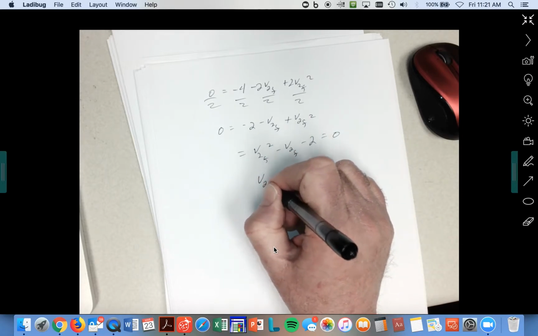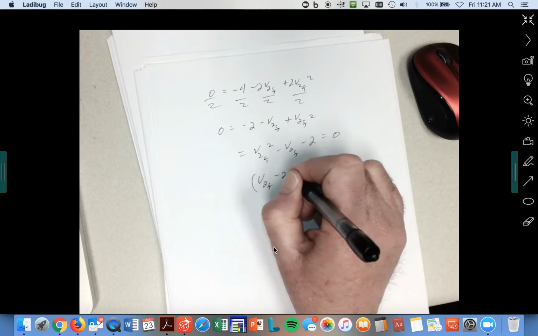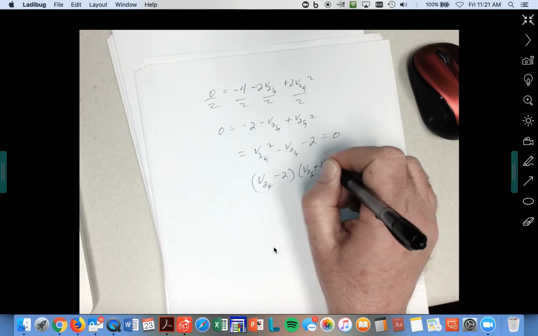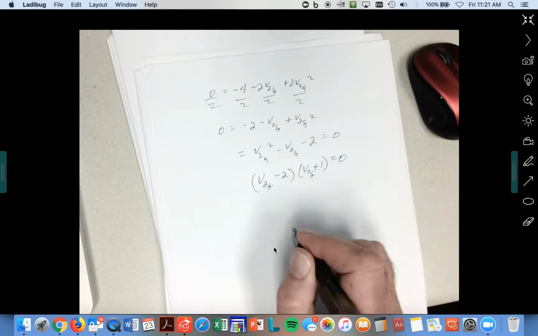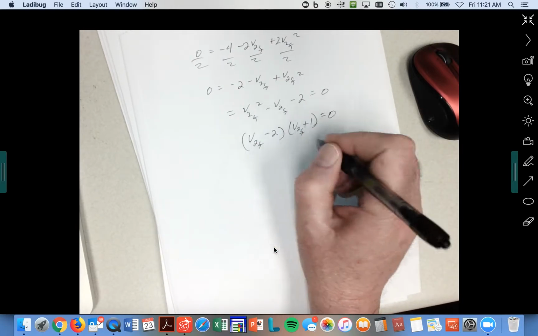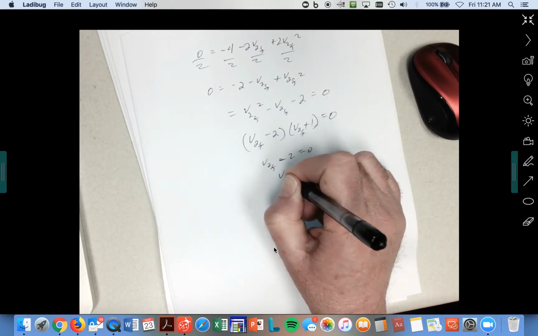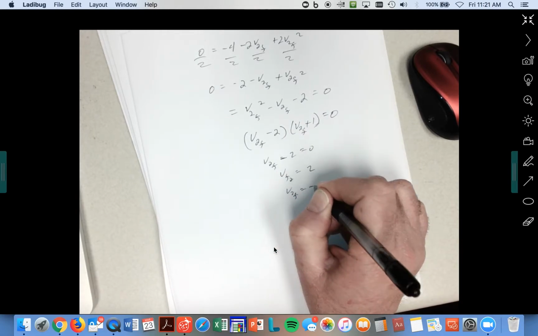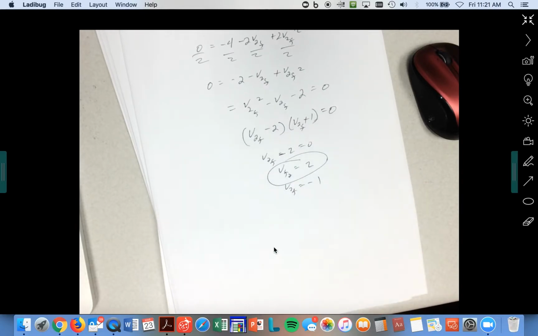So that gives me V2 final. If I factor this, (V2 final minus 2) times (V2 final plus 1) is equal to 0. So let's pick the first one: V2 final minus 2 is equal to 0, so V2 final is equal to 2. Or, on the second one, V2 final equals negative 1. And what did we say? It's going in the opposite direction. So V2 final is equal to positive 2 meters per second.